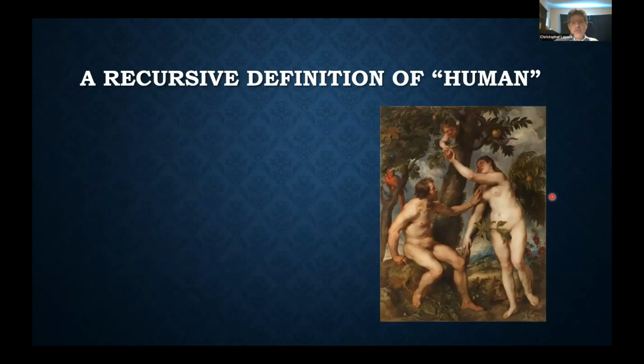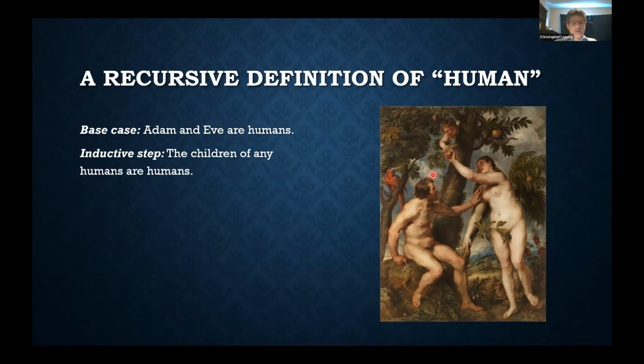Okay, so for an example, here is a recursive definition of human. Base case is Adam and Eve are humans. Then the inductive step is the children of any humans are humans. And then we have a proviso, nothing else is a human, right? So chimpanzees don't count as humans, gerbils don't count as humans, right? Whatever other things you have don't count as humans. There are certain theological assumptions that are being made here, but if those theological assumptions are correct, then this definition does pick out all and only the humans that have ever lived.